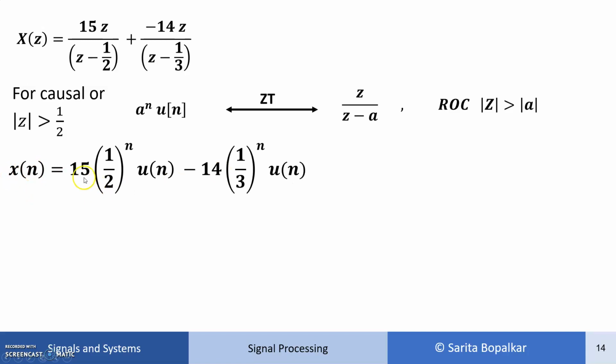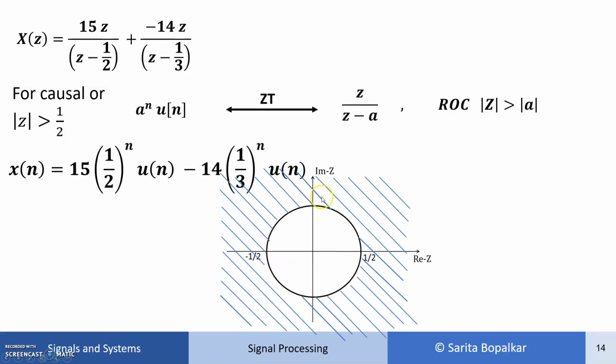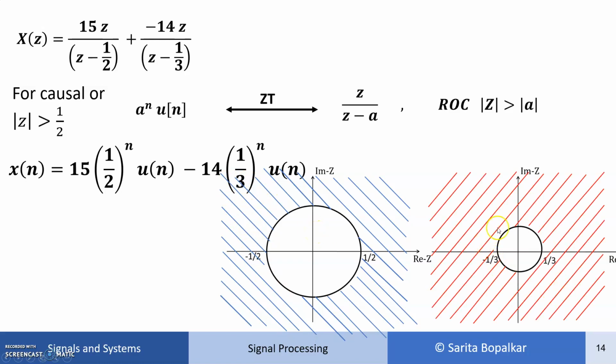Now here you are getting two ROCs. For this one, mod Z greater than a is 1 half, and here mod Z greater than a is 1 by 3. So the first case ROC is mod Z greater than 1 by 2, meaning a circle whose radius is 1 half, and all the values of Z in the region greater than this 1 half is your ROC. In the second case, what is the ROC? Mod Z greater than 1 by 3, meaning we take a circle of radius 1 by 3 and all the values of Z greater than 1 by 3 is our ROC in the second case.